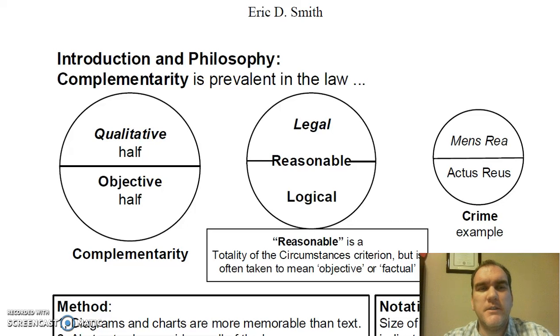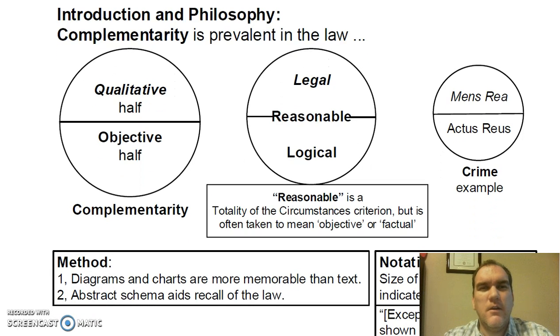Greetings, Eric Smith here with a general introduction to visual law, and we see here the diagrams for an introduction to the philosophy of this graphical method.